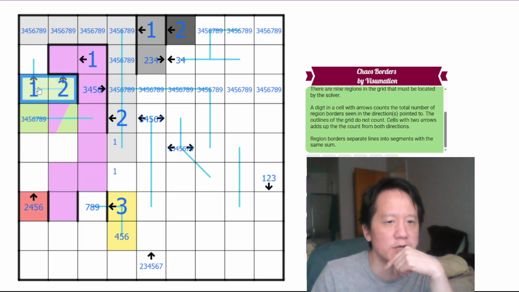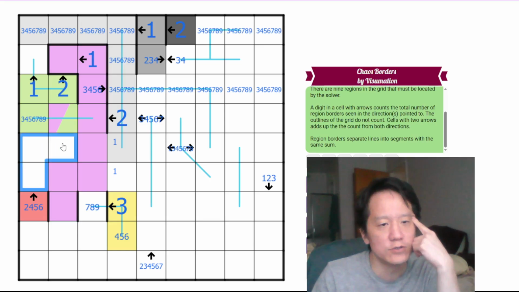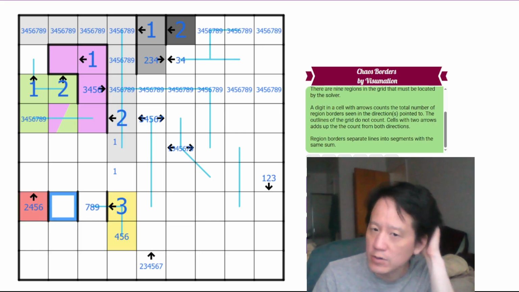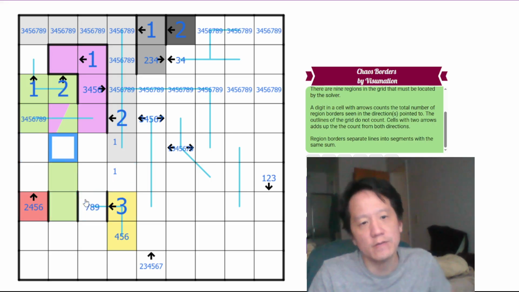Okay, so how many greens possible then? 1, 2, 3, 4, 5, 6, 7, 8, 9. Sorry, 1, 2, 3, 4, 5, 6, 7, 8 possibly green. And that's not possible. So this cannot be pink either. Therefore, this must be green. It must go out this way.